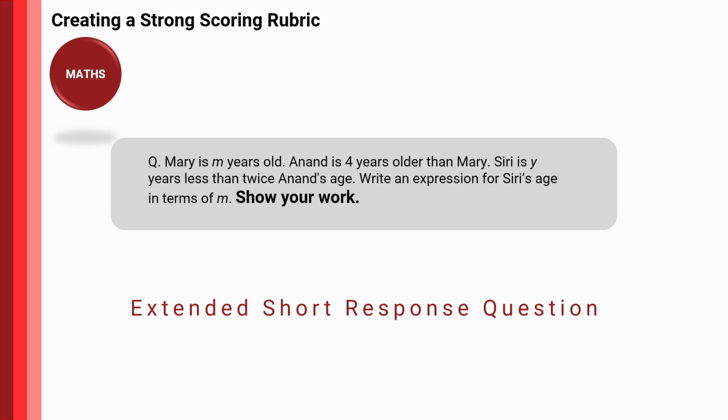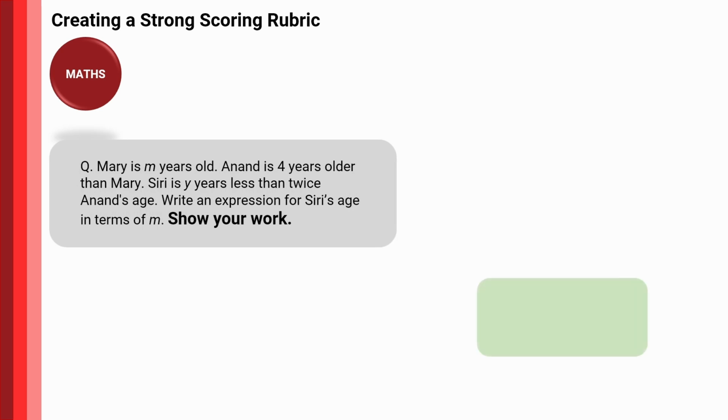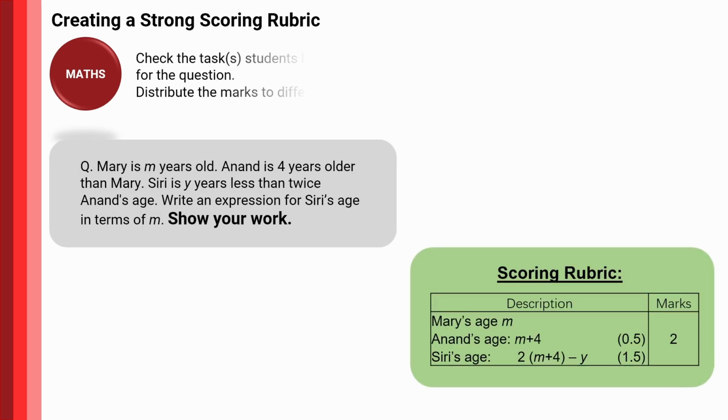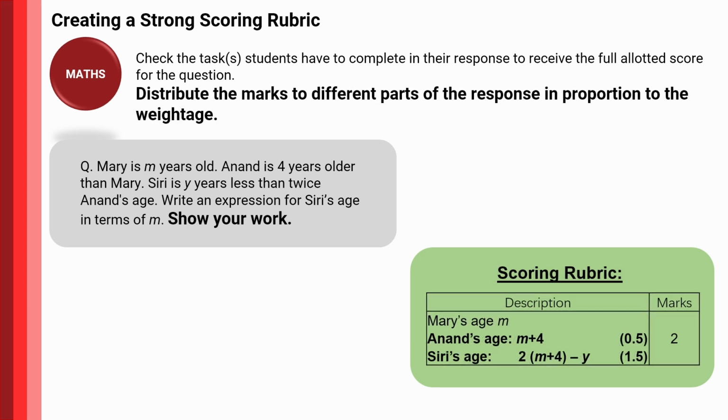Now, let us examine the rubric. First, it breaks down all the steps involved in the solving procedure. Next, it distributes the total marks proportionately for each step based on complexity and assigns appropriate weightage. This makes scoring completely transparent for evaluators, ensuring that every scorer awards marks consistently for similar responses.